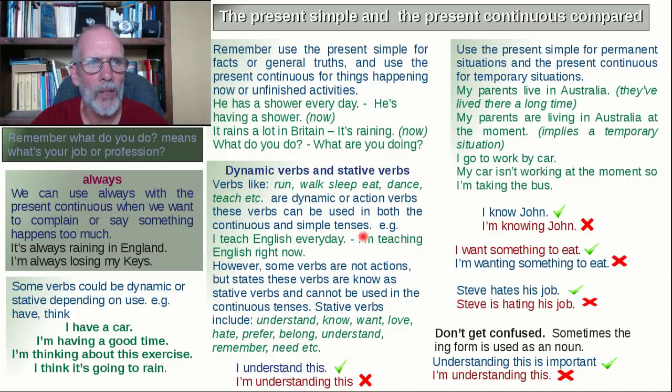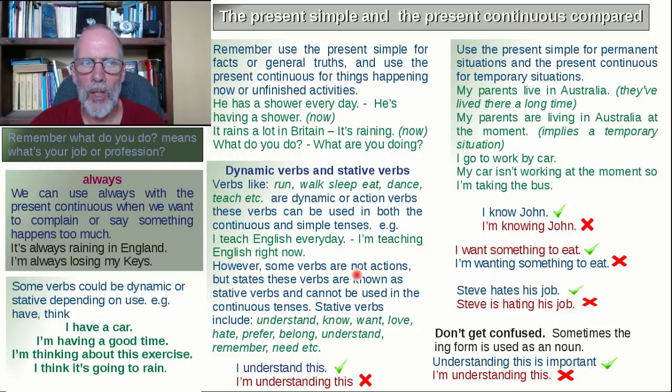For example, I can say, I teach English every day. It's in the present simple because it's a routine. And I can also say, I'm teaching English right now. It's in the present continuous because it's happening now. So many verbs in English are dynamic verbs. They are like actions. And if a verb is an action or a dynamic verb, it can be used in simple or continuous tenses. However, some verbs are not actions, but states.